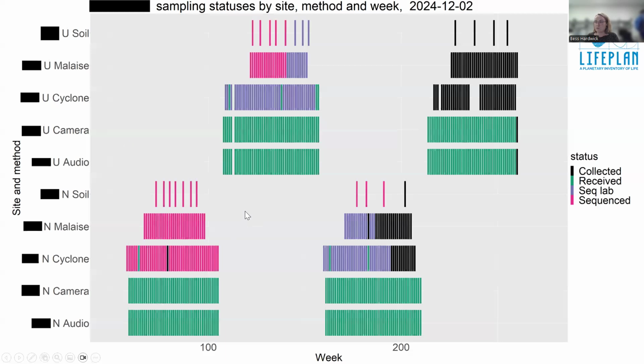Each of these little lines represents 1 week of sampling. And you can see the status of your samples by the color coding. So if they're in black, then they're still with you. You haven't uploaded them or sent them in. So please get on that, especially if some method is completely black here. If it's green, then you've sent it to us and you're fine. If it's blue, then we've already sent it onto the sequencing lab. It's in the sequencing queue, and if it's pink, then we have sequence data already back.